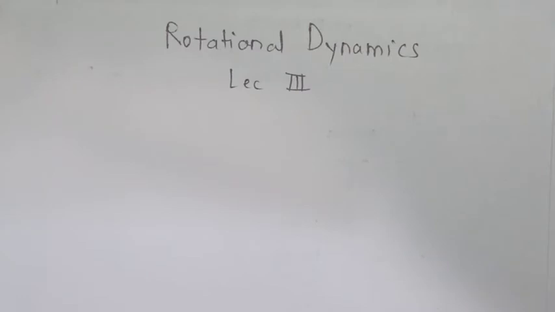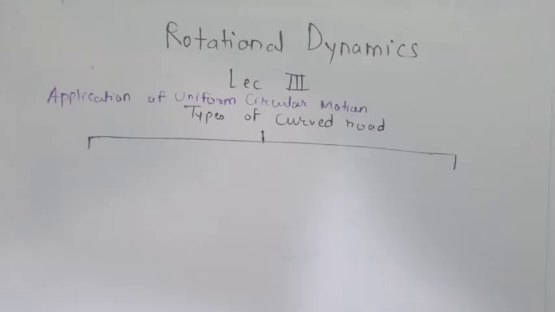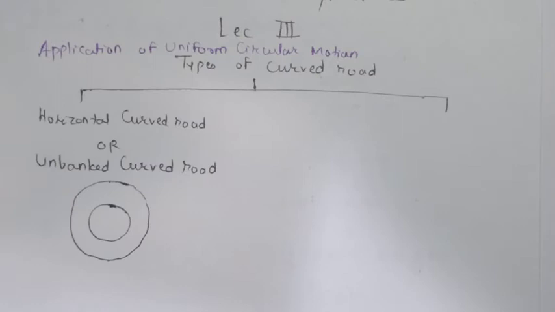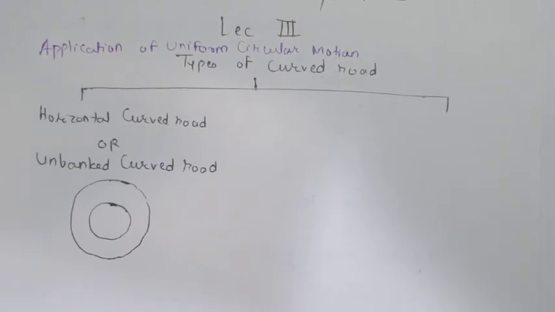There are two types of curved road. First, horizontal curved road or unbanked curved road, for example, the racing track of runners. Second, banked curved road.